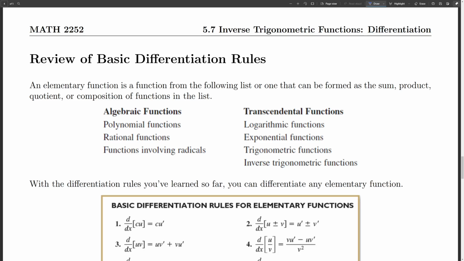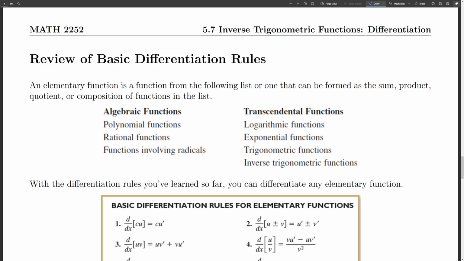In this class so far, we talked about derivatives of logarithmic functions, exponential functions, trigonometric functions. That's something you learned in Calculus 1. And then derivatives of inverse trigonometric functions, we just talked about that.